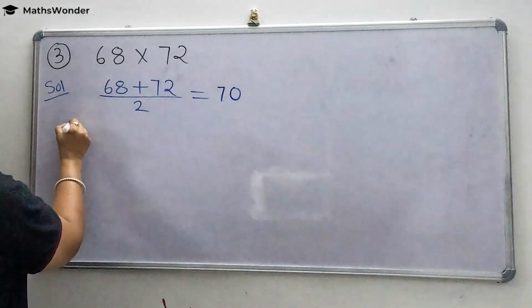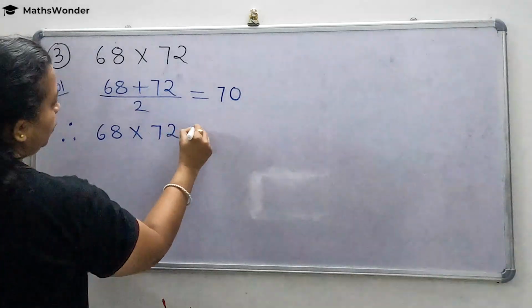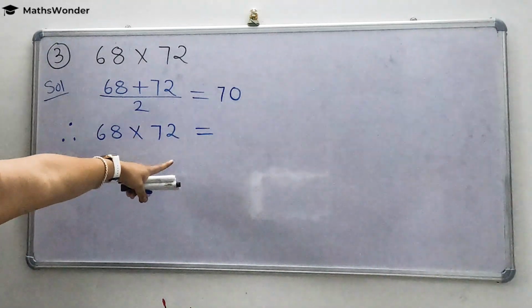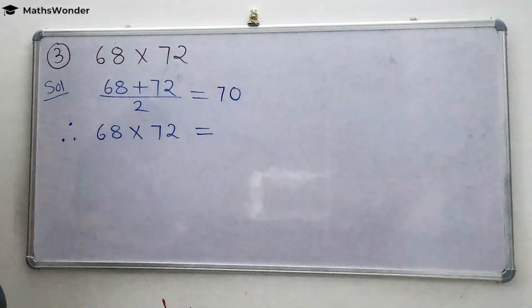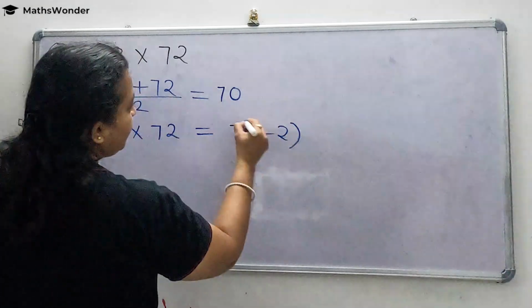Okay, so now 68 times 72, 70 is the number which will come in both. So we express 68 and 72 in terms of 70. How you will do it? 70 minus 2 will give 68.